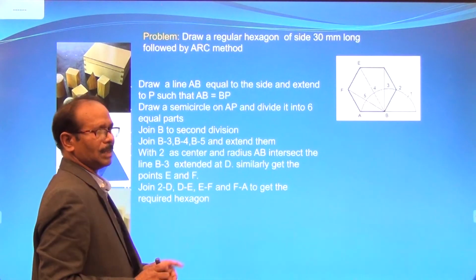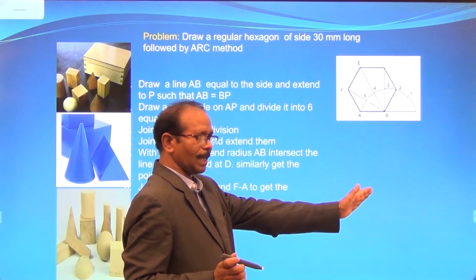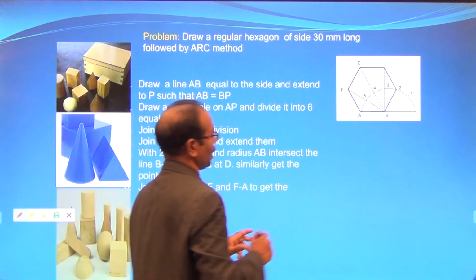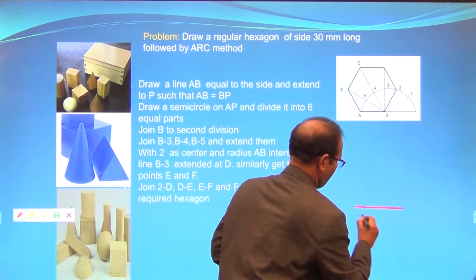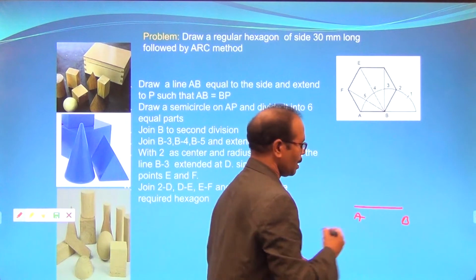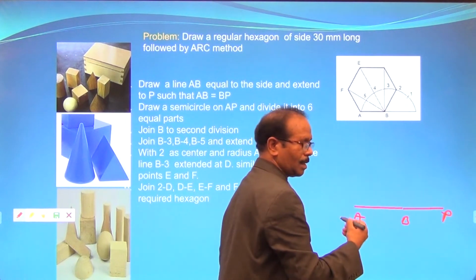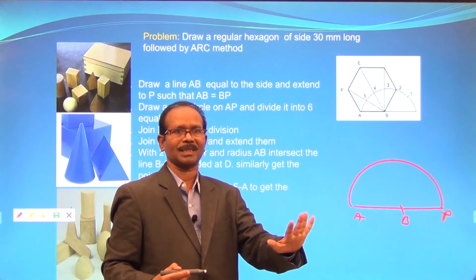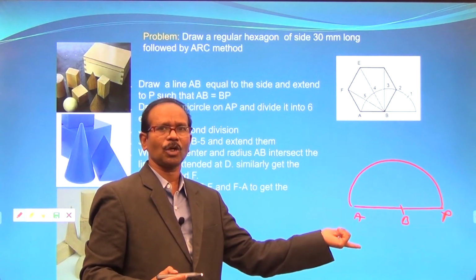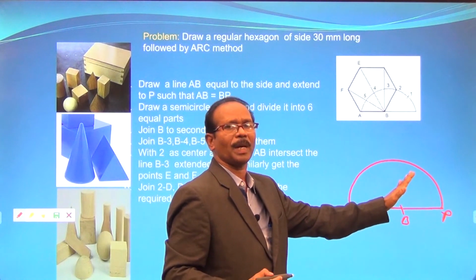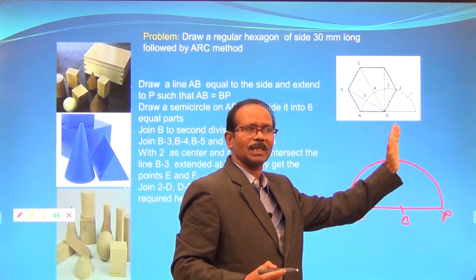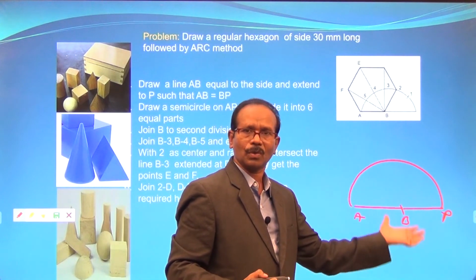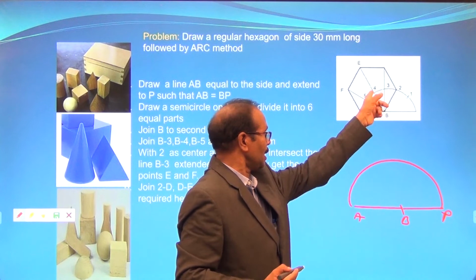Now, just pentagon. How to draw the pentagon? I am not discussing the pentagon in detail. So this is the pentagon. AB, P, divide this into 5 equal parts, not 6. In the previous case it was 6 equal parts. Now divide this into 5 equal parts. Adopt the same procedure to continue the remaining part. This is assigned to you, to draw a pentagon by this method.